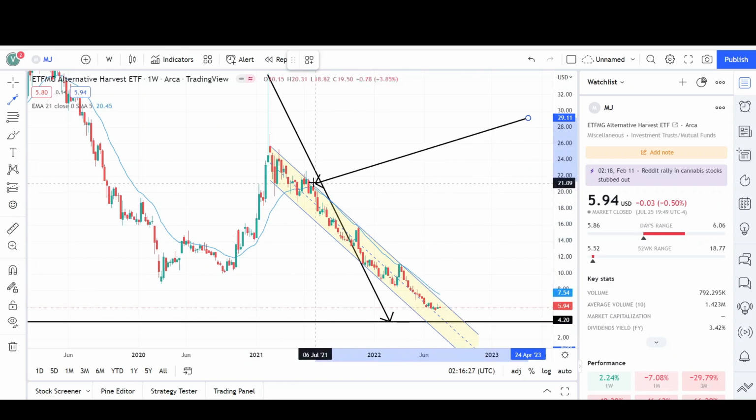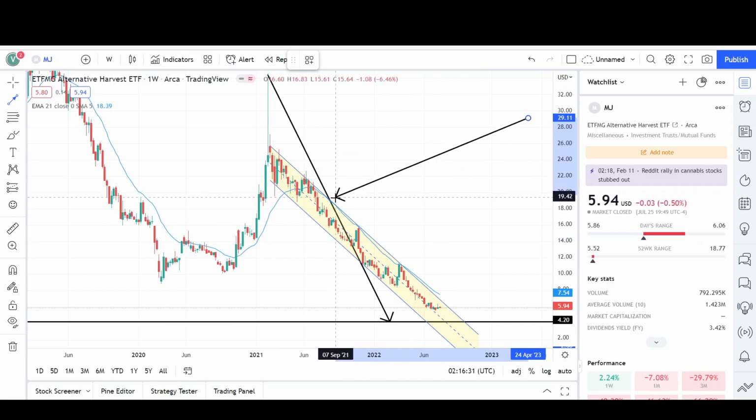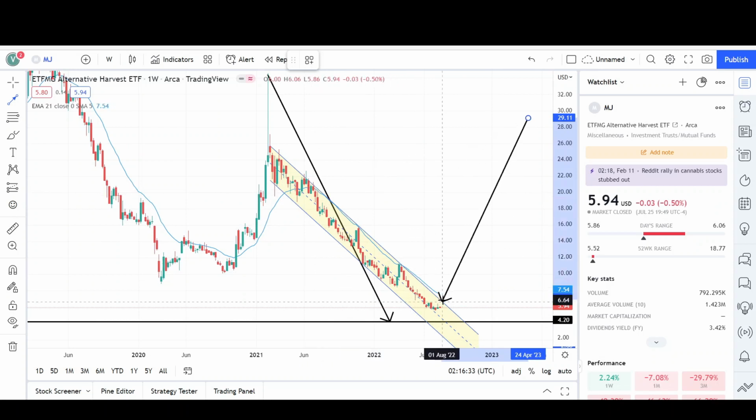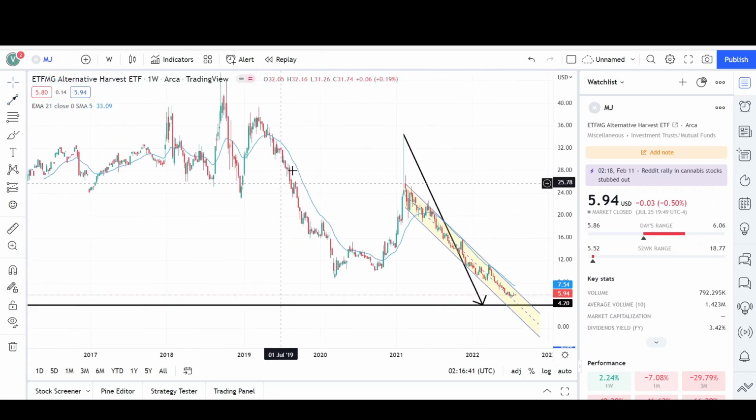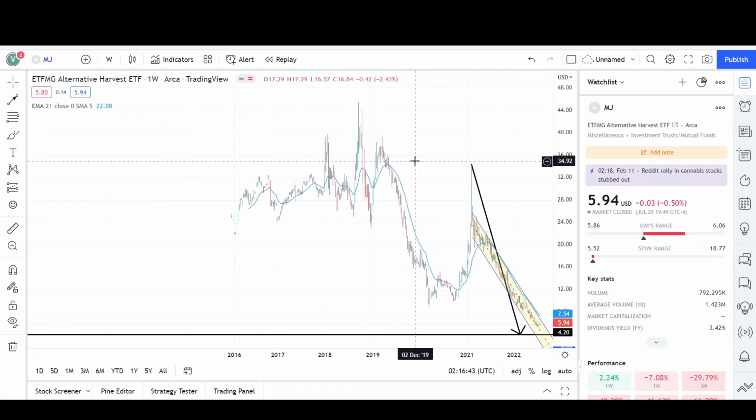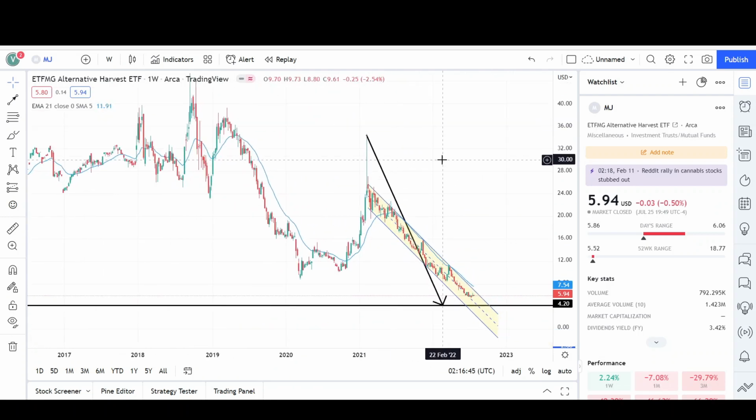Either way, we have not been above the EMA on the weekly chart and the daily chart. We're not really holding above it, so again, we're getting rejected. This is not a reversal. We're still seeing lower prices, and it could be a while before we see a bottom in this ETF. So that's pretty much everything I have for MJ on the daily and weekly chart.